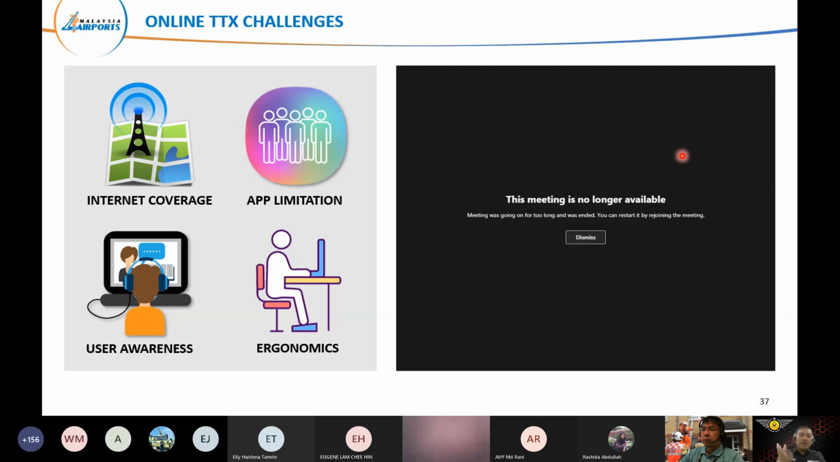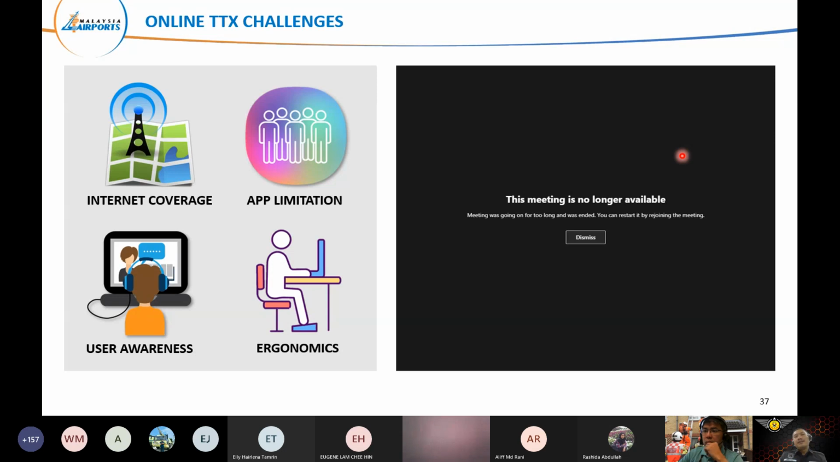However, we can restart again, but we need to understand well the type of application that we want to use before we even issue the invitation to external agencies. So if we need to send more participants, make sure our apps are able to accommodate such numbers of participants. And the third one is user awareness.